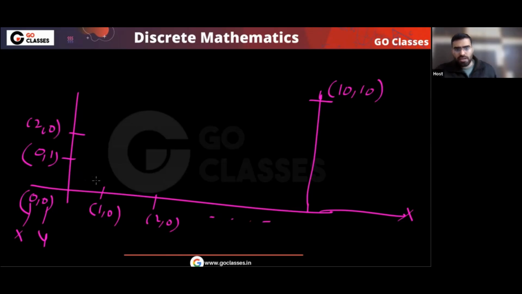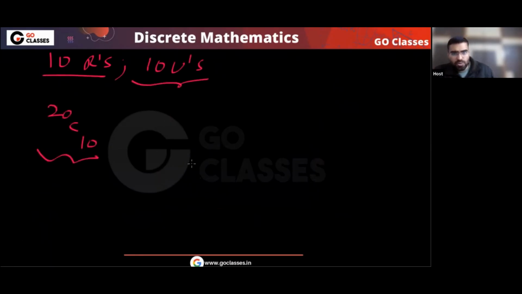Anyway, what I want to say is: how many horizontal moves, how many right moves, and how many up moves do you have to make? You can notice that a total of 10 right moves and 10 up moves have to be made. So finally our answer will be 20C10. Why 20C10?